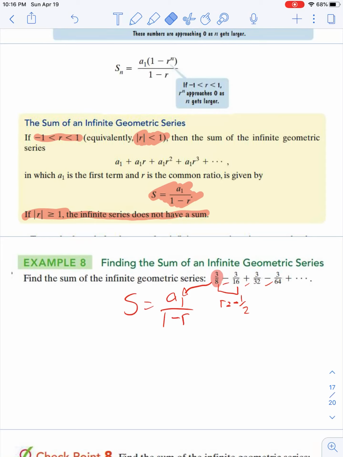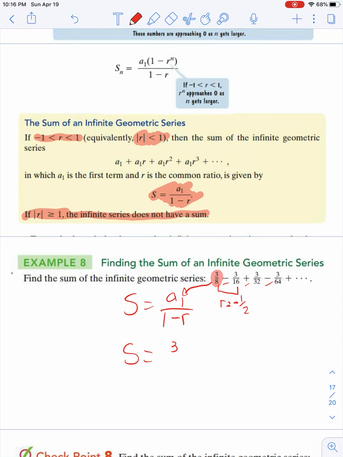Let's see if it goes the same for the next one. If I multiply by -1/2, it changes signs again. 2 times 16 is 32. So it actually works out just fine. So what we need to do is just plug directly into it. We're going to find out what this sum is as we take 3/8, multiply it by -1/2, and add it all the way out towards infinity, where everything gets minutely small.